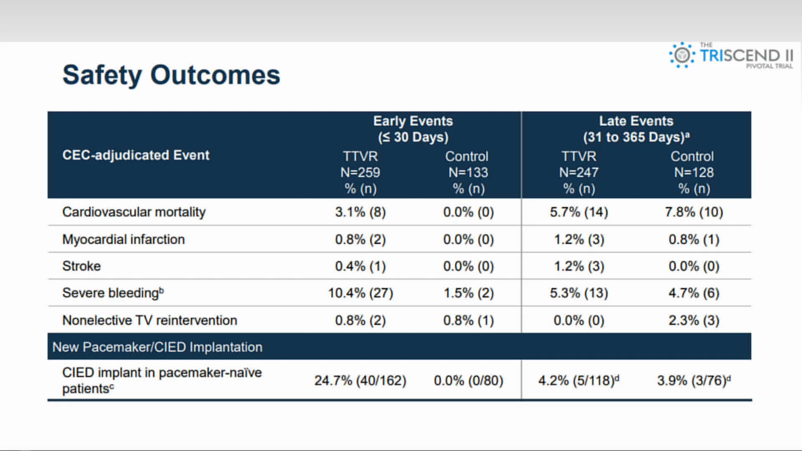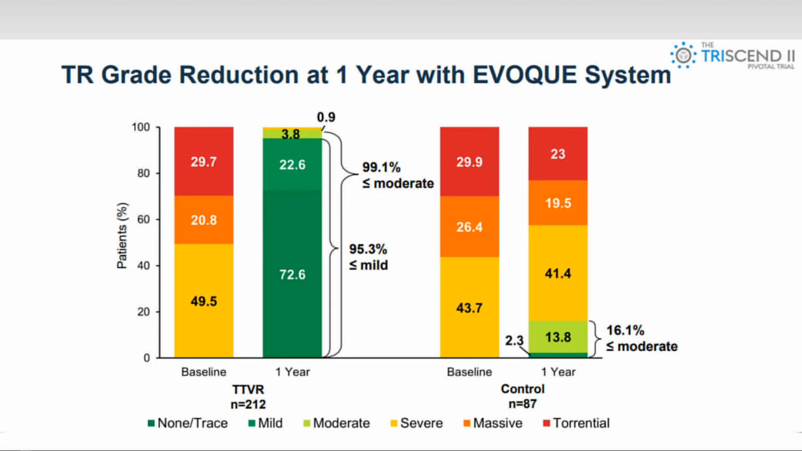And then most importantly, the last line is implantation of a pacemaker. You see it as high as 25%, so a fairly high chance of a pacemaker. Mind you, about 20% of the patients in the original trial already had a pacemaker. So pacemaker is one of the costs for this device. However, on the flip side, 99% of patients have moderate or less TR, and 95% have really no meaningful TR. So much different from TEER, you can really get a great result.